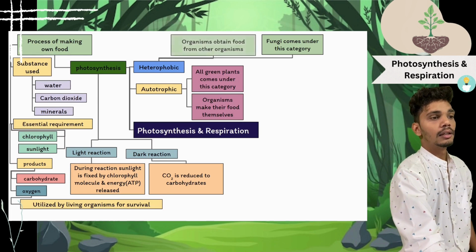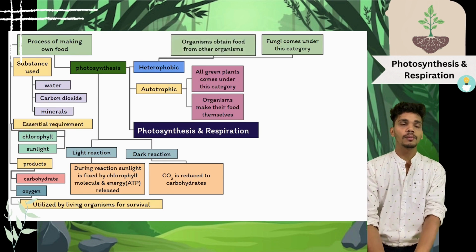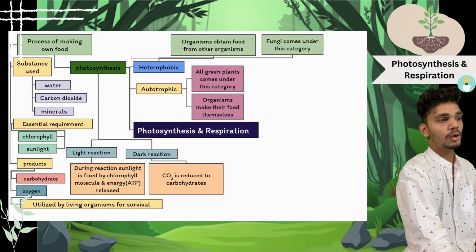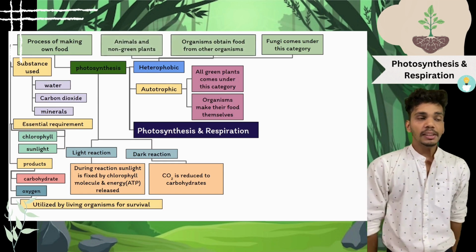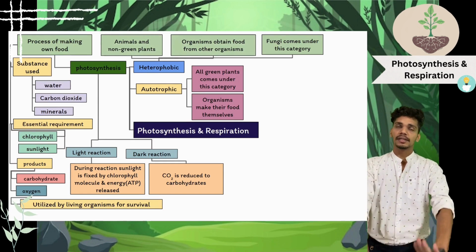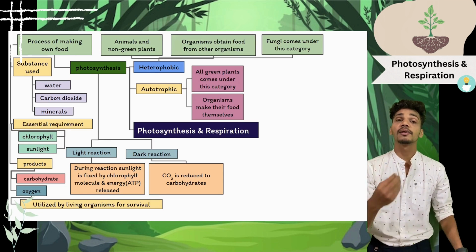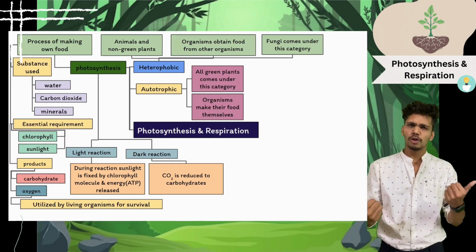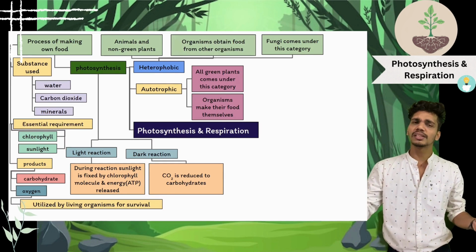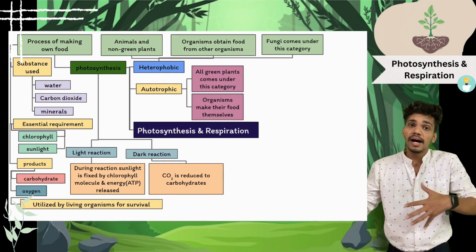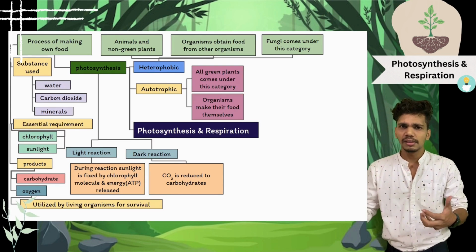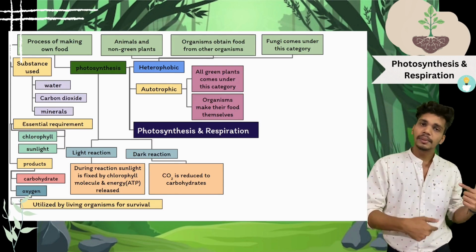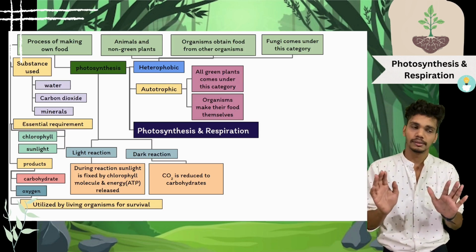Exactly correct. Now, organisms that obtain food from other organisms are called heterotrophs, as we have just discussed. Animals and non-green plants come under this category. We also come under this because we depend on the plants. Sir, some of us are vegetarian, some non-vegetarian, so we don't eat plants, we eat non-veg. But what do the animals we eat, like chicken, eat? They eat plants. So ultimately we depend on the plants.